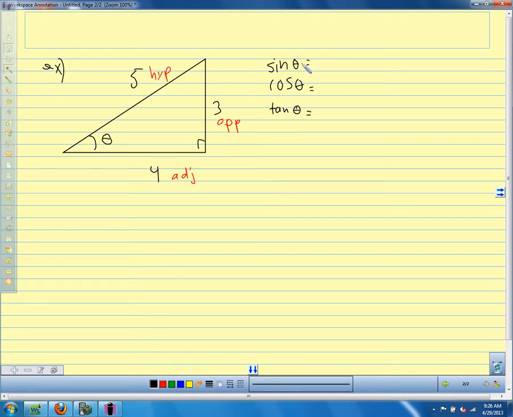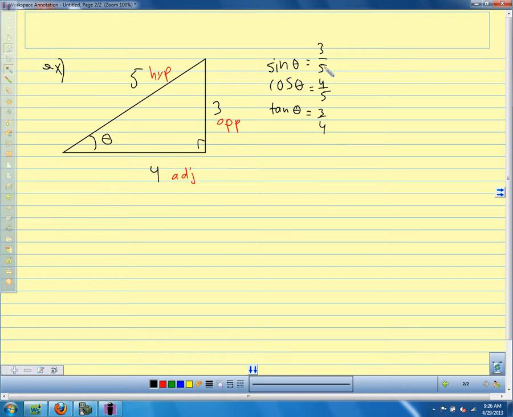So the sine of theta is the opposite over the hypotenuse. That's it. The cosine of theta is the adjacent over the hypotenuse. The tangent of theta is the opposite over the adjacent. So that's all there is to that kind of problem. If we know the sides of the triangle, all we have to do is write that ratio.